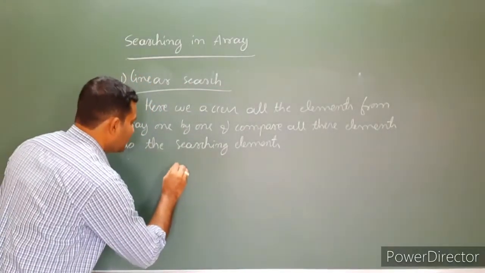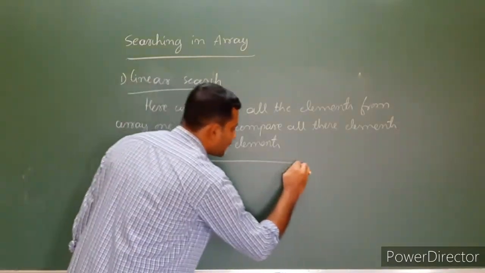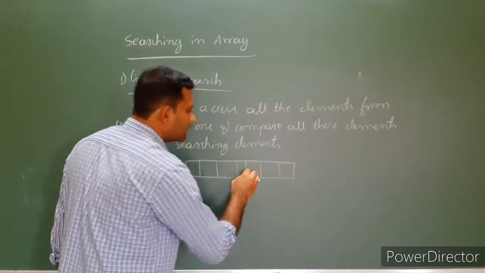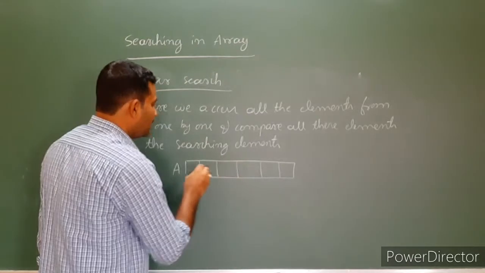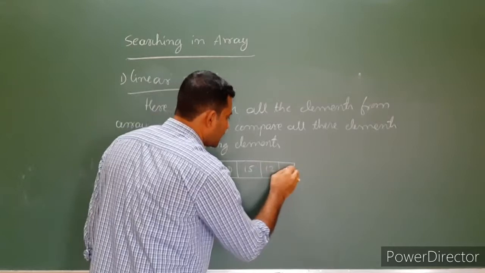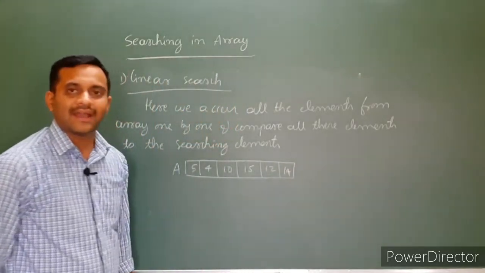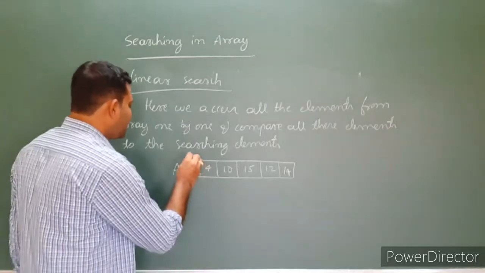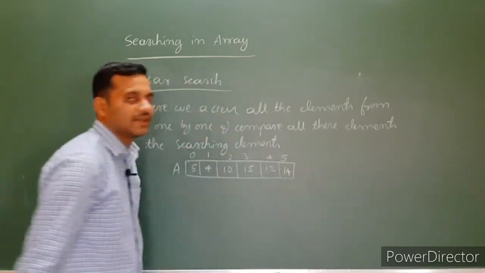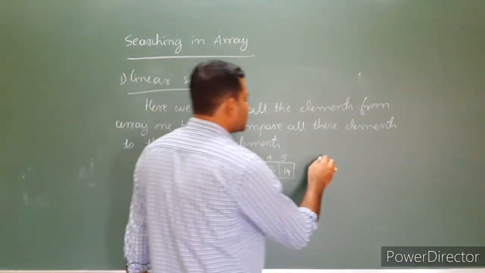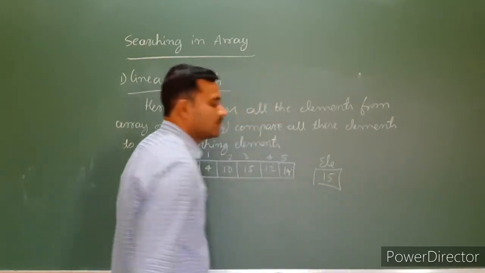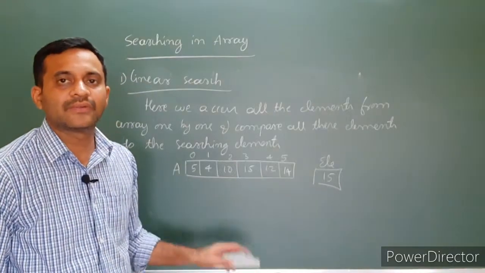For example, let A be an array having n number of elements. Then the elements are 5, 4, 10, 15, 12, 14. So these are the values present in an array. Then index values are 0, 1, 2, 3, 4, 5. For example, our searching element is 15. We have to find the location of the element 15.